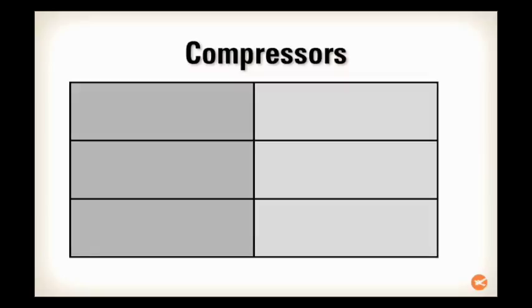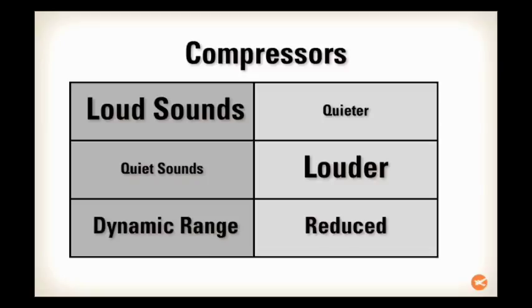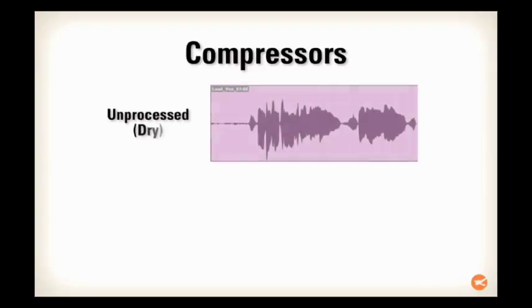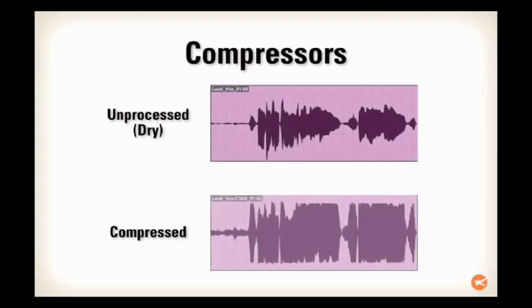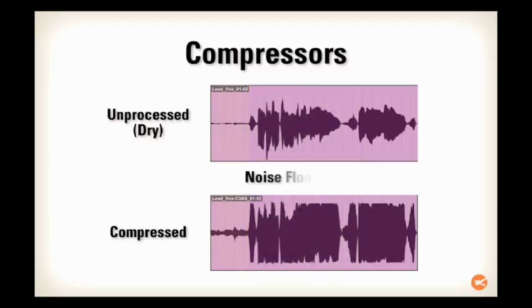Basically, compressors make loud sounds quieter and quiet sounds louder, effectively reducing the overall dynamic range of the signal. Two consequences of using compressors are reducing the dynamic range too much, which will tend to diminish the musical feeling and expression of a performance, and they will increase the noise floor of the recording.